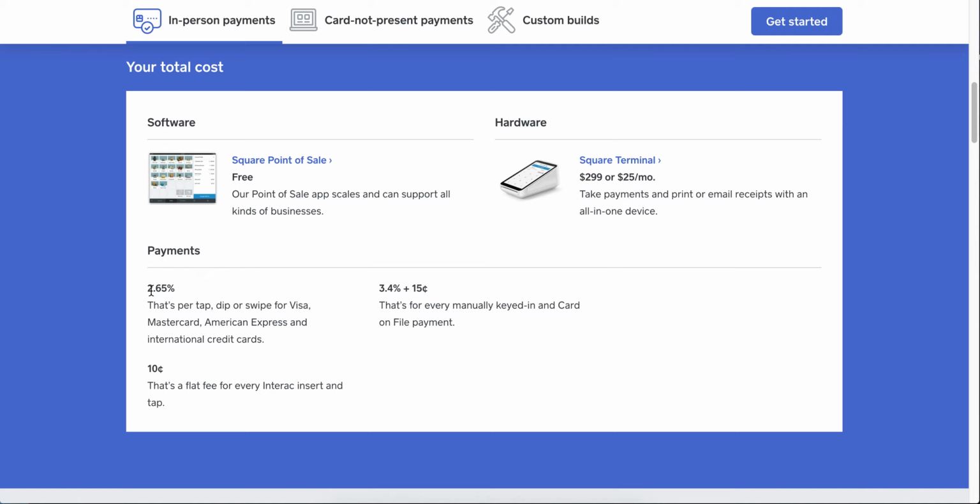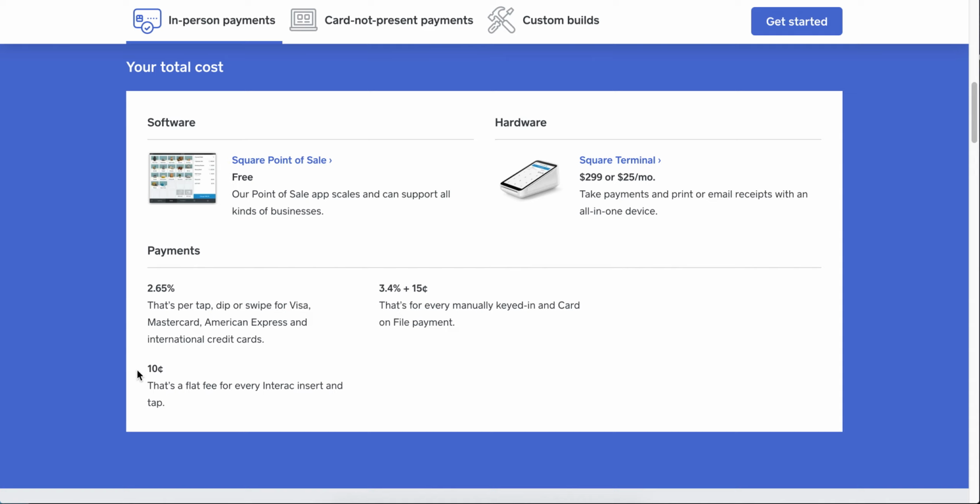Okay, so you'll see here they take 2.65% of the sale per tap, dip, or swipe for Visa, MasterCard, American Express, and international credit cards. So that's just credit cards, okay? And then there's a 10-cent flat fee for every interact, insert, and tap. So you have to have the extra little hardware piece I was talking about there. The little brick that's a tap piece for debit.